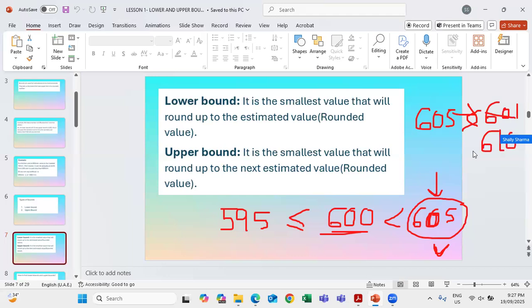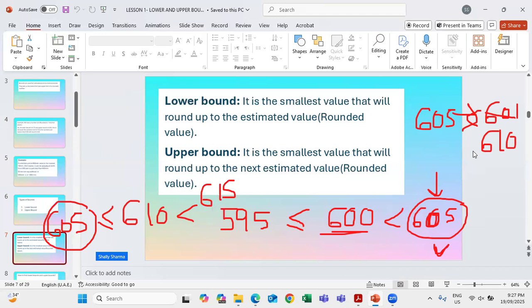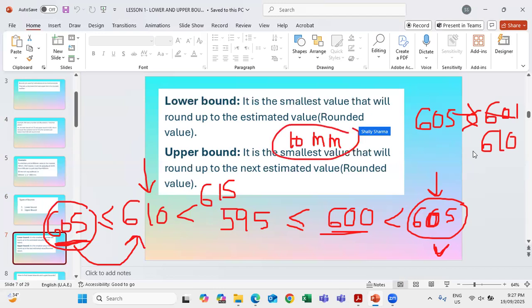If I take a number 610, its limits will be 605 and 615. So again here, if you see 605, it serves as the smallest value for the next rounded number if you take it to the nearest 10 millimeter. The nearest accuracy is 10 millimeter. Is this point clear? So upper bound is the smallest value that will round up to the next estimated value.